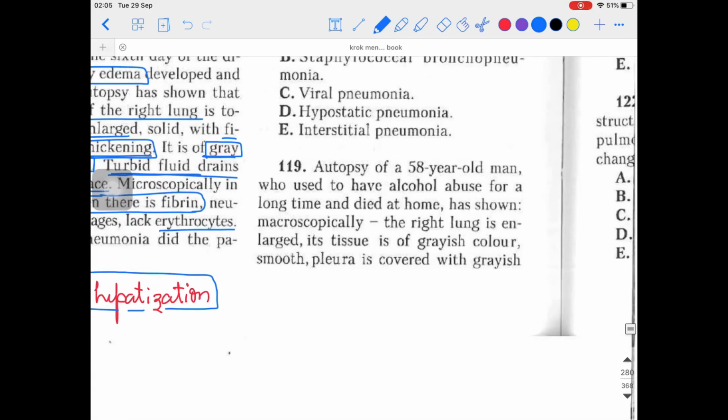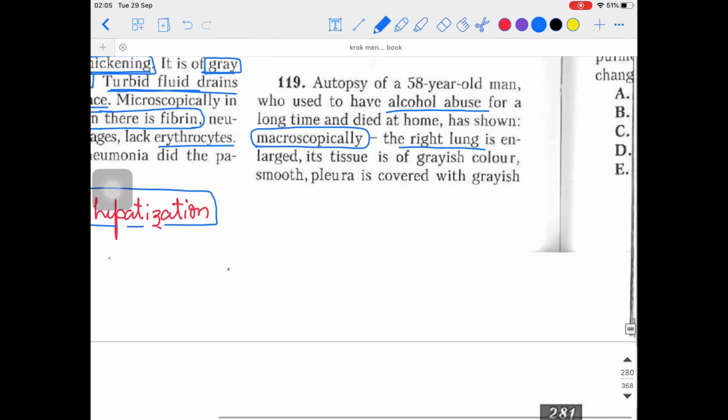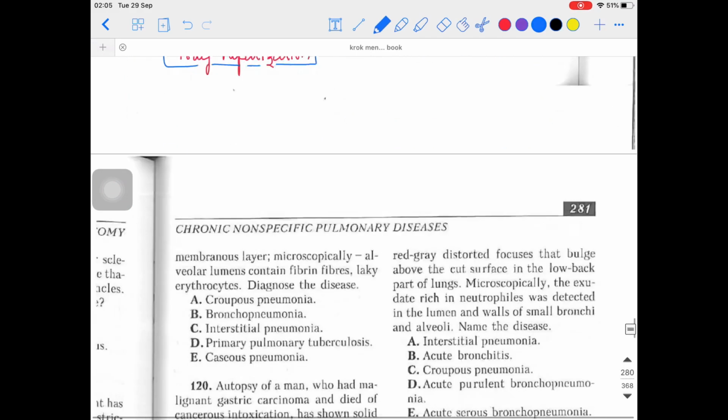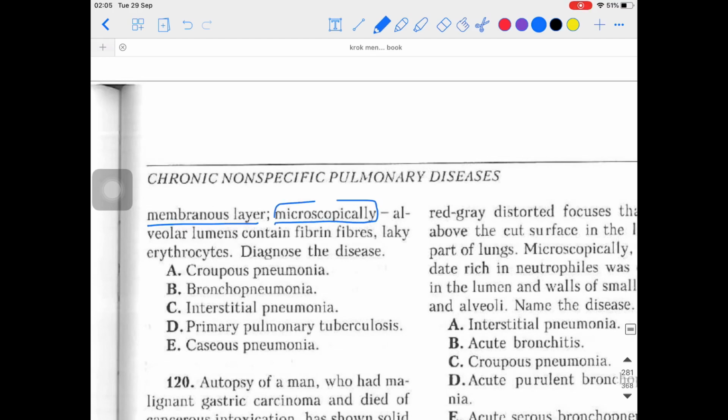Autopsy of a 58-year-old man who had a long history of alcohol abuse and died at home has shown, macroscopically, that the right lung is enlarged and the tissue is of grayish color. The pleura is covered with a grayish membranous layer. Microscopically, they are saying that the alveolar lumen contains fibrin fibers. Again, guys, fibrin fibers in the alveolar lumen.